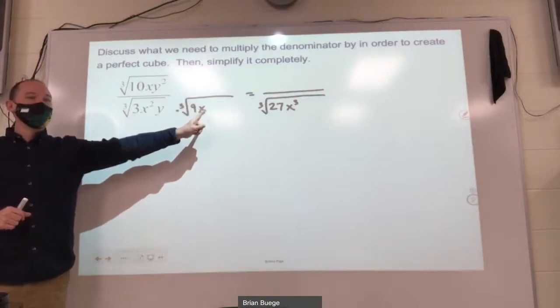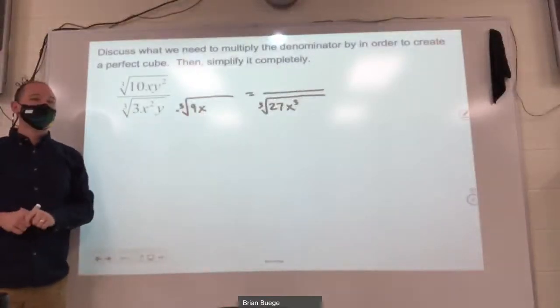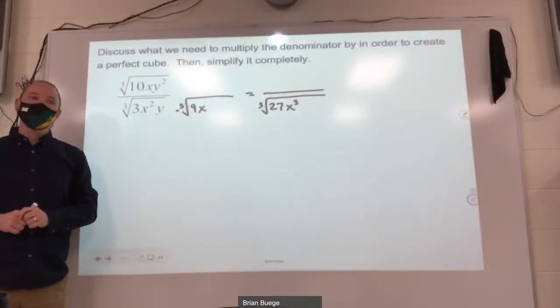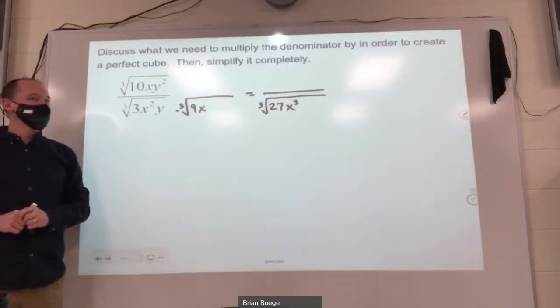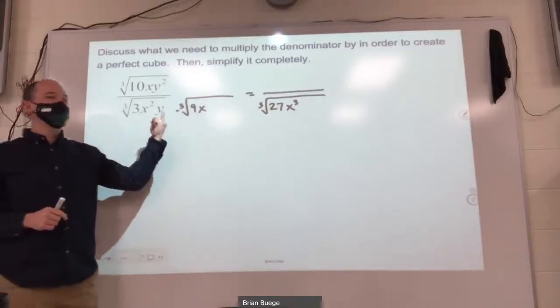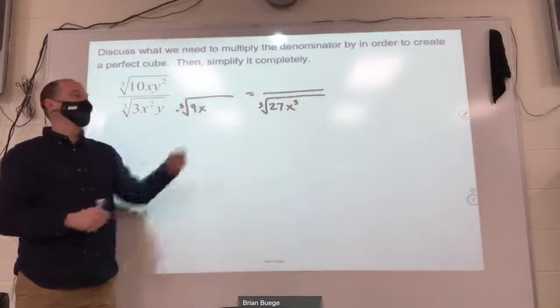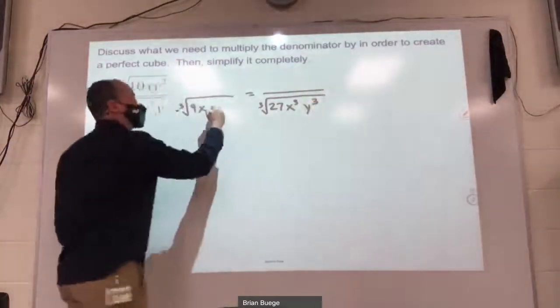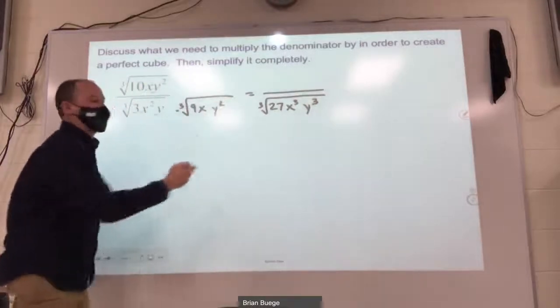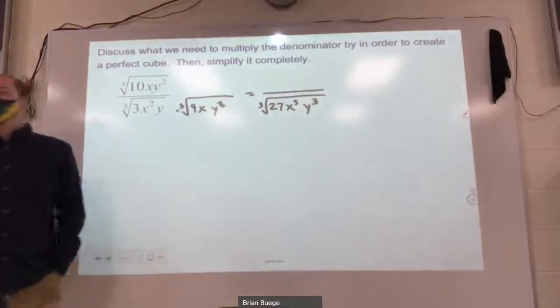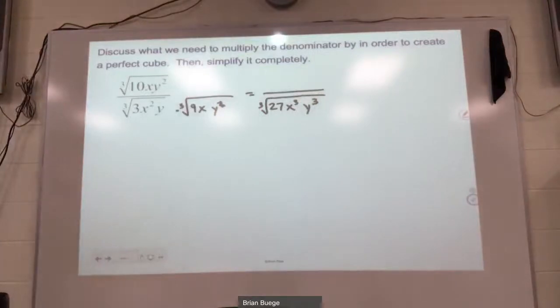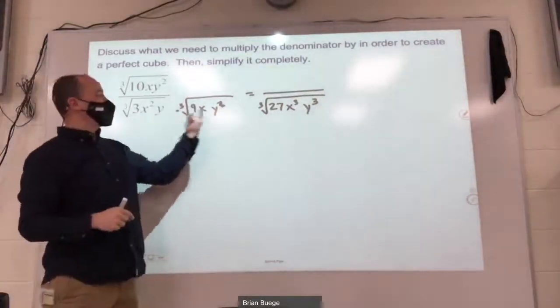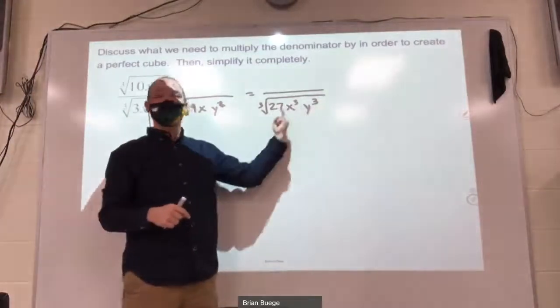What do you think, Cal? How many more y's do I need in order to end up with a perfect cube? Nope. Got 1 here. How many here so that I end up with y cubed? Yeah. I need to multiply by y squared. Okay? Because again, I need a perfect cube in my denominator. So if you take a look now, if I multiply by this, here's what I end up with.